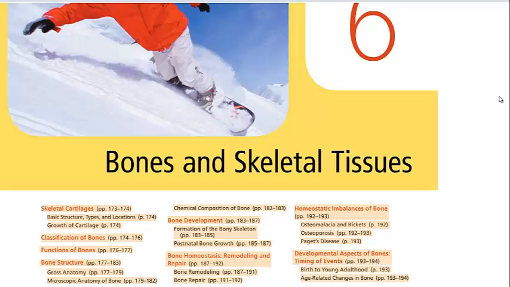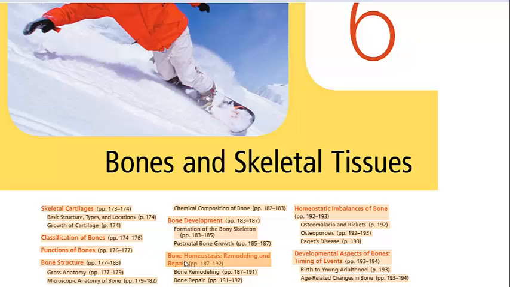This is chapter 6, Bones and Skeletal Tissue from your book. In this chapter, we're going to talk about cartilages that actually help in formation of bones later, as well as other cartilages that help to form your skeletal system. Further, we proceed with classification of bones, function of bones, and then the structure, anatomy part of the bone. This will be microscopic anatomy of the bone, and we will also talk about all the macroscopic parts and different names for different structures on the bone.